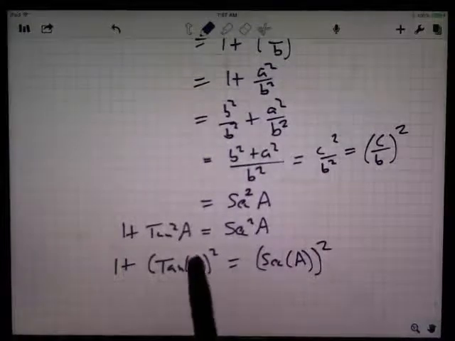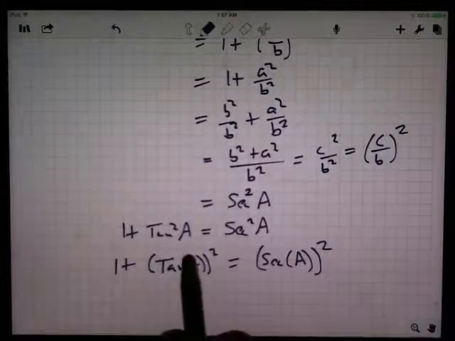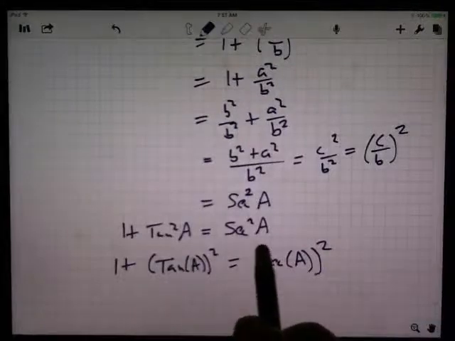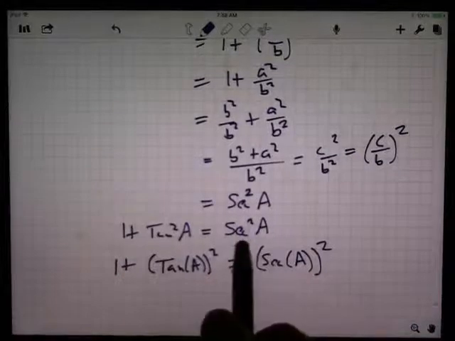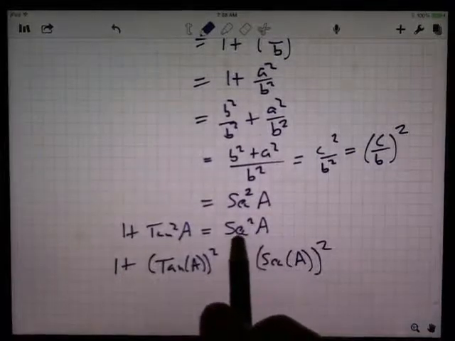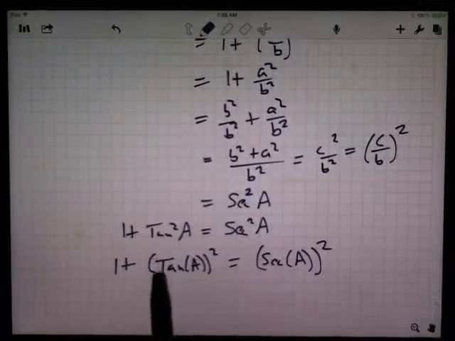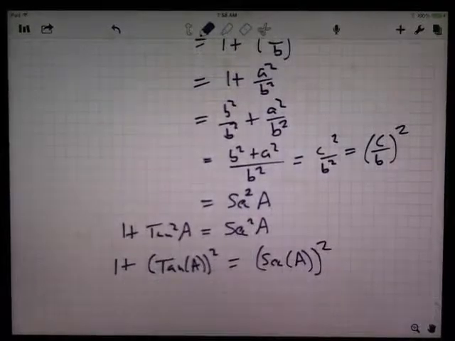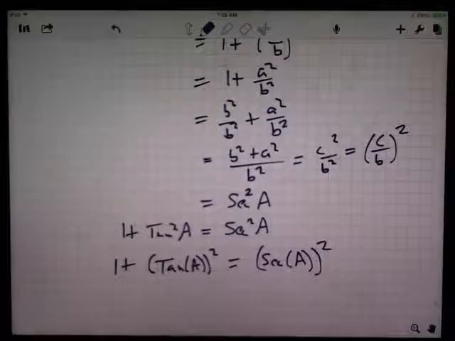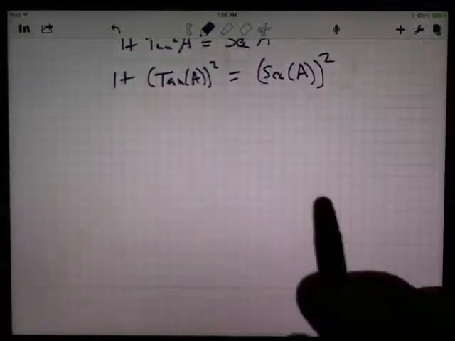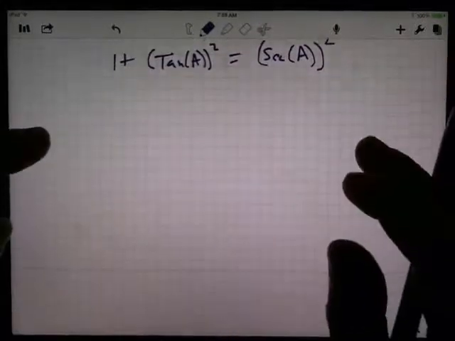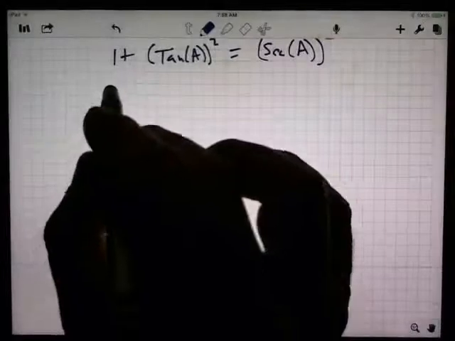However, it is so common, all the books do it. They write their trig functions without putting the input in parentheses, and when you're squaring a trig function, they just write it as the trig function squared, so tangent squared. Figure out what the tangent is, square it. So this is what it really should look like. Right? So there's the second Pythagorean identity. 1 plus the tangent squared A equals the secant squared A. And I have one more to go, so let's put that one in really quickly.